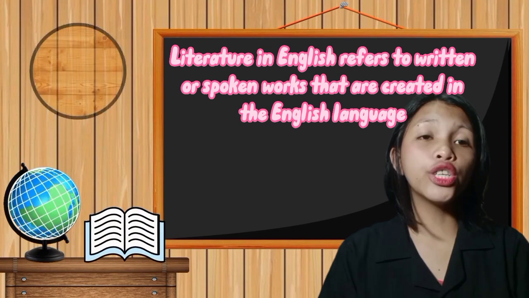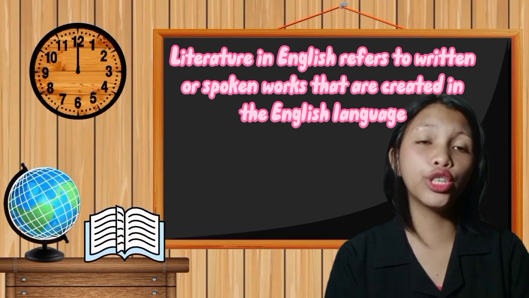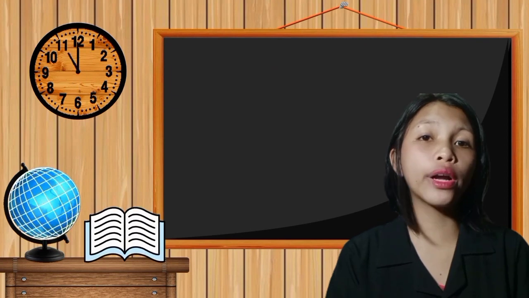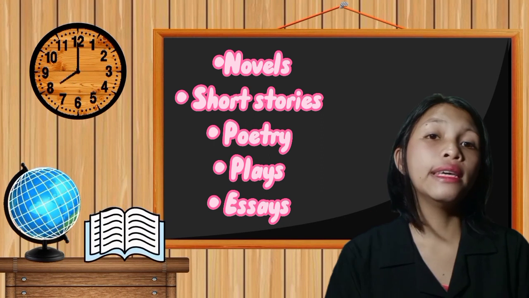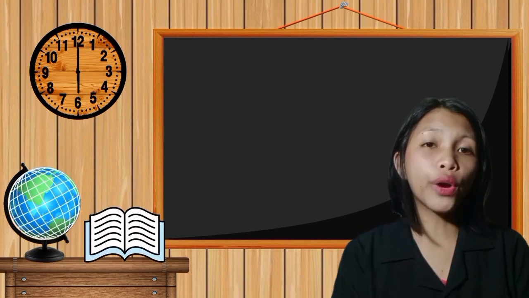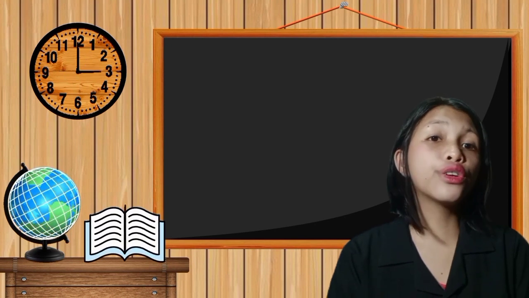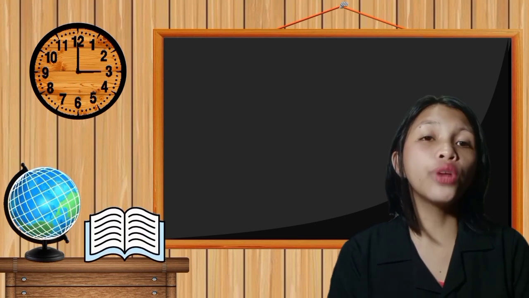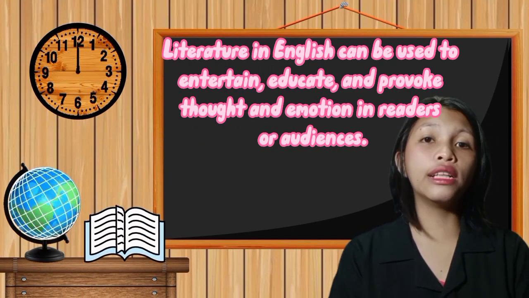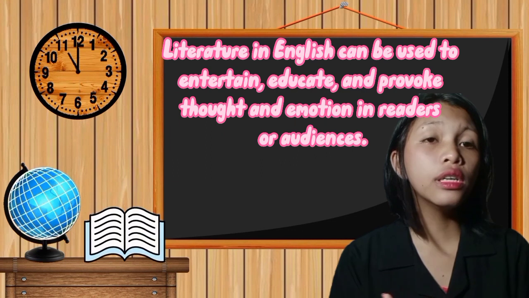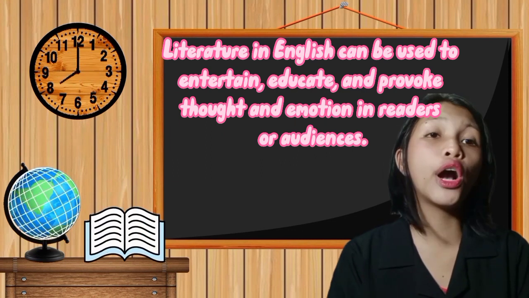Literature in English refers to written or spoken works that are created in English language. This includes works such as novels, short stories, poetry, plays, and essays. These works are often seen as artistic expression that reflect the cultural, social, and historical context in which they were created. Literature in English can be used to entertain, educate, and provoke thought and emotions in readers or audiences.